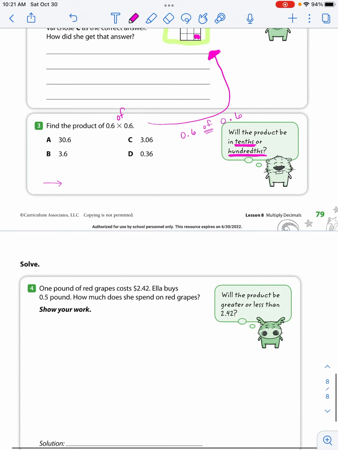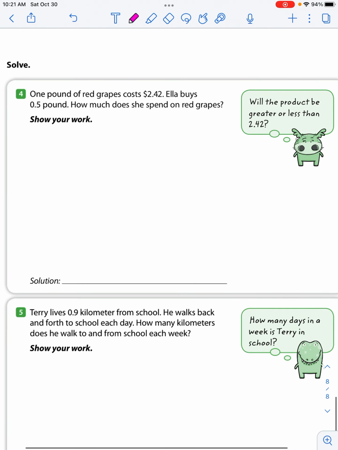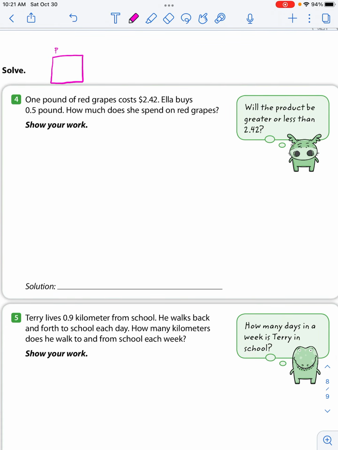Okay. Number 4, move this up. 1 pound of red grapes costs $2.42. All right. If you know me, you know I like to draw stuff out to help me understand the problem. So if this is going to be a pound, it's saying that if I get the whole pound, it costs $2.42. Ella buys a half a pound. Oh, she buys half. She's only going to buy this much. How much does she spend on red grapes?